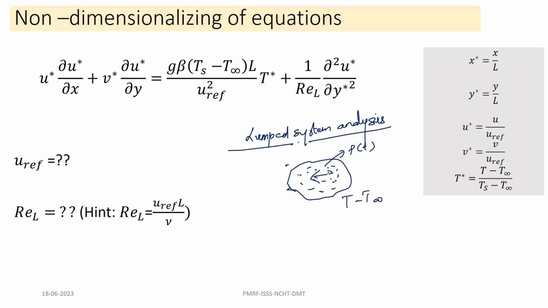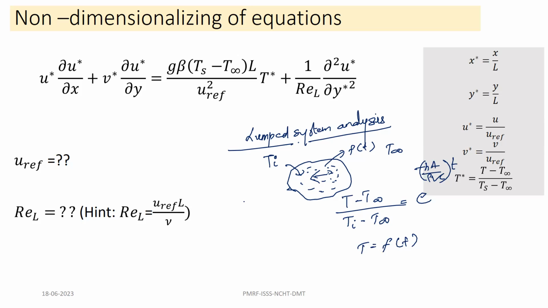suppose the body is initially at a temperature Ti and the ambient condition is T infinity, and we need to determine the temperature of the body after some time. So what will you do? This T minus T infinity by Ti minus T infinity is equal to e raised to minus hA by rho Vc into t, where t is only a function of time, not a function of space.